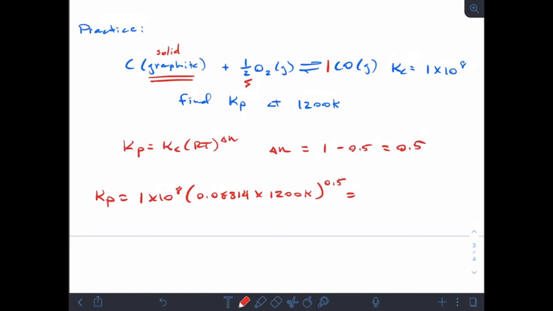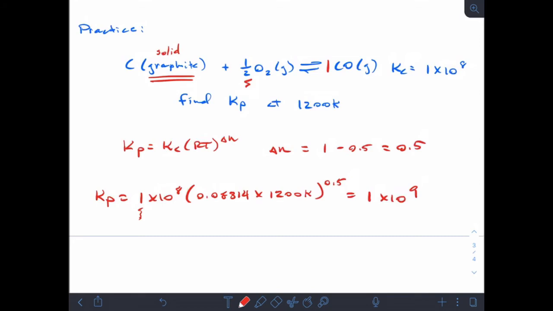So the value of Kp here for this equation is 9.98 to the power of 8, so we can just say 1 to the power of 9. Okay, keeping with sig figs in everything being correct, because we only have one sig fig here in the value for Kc.